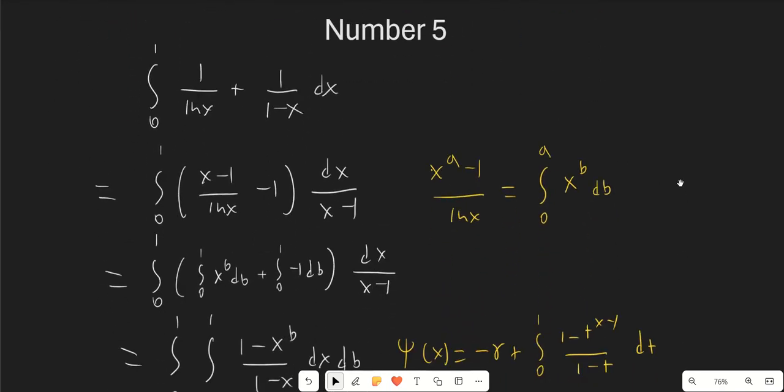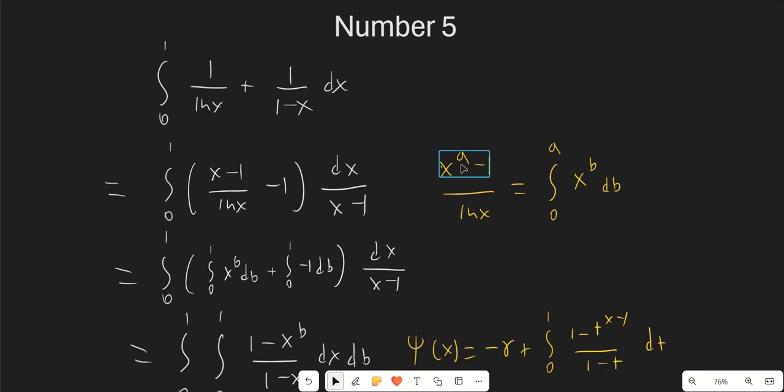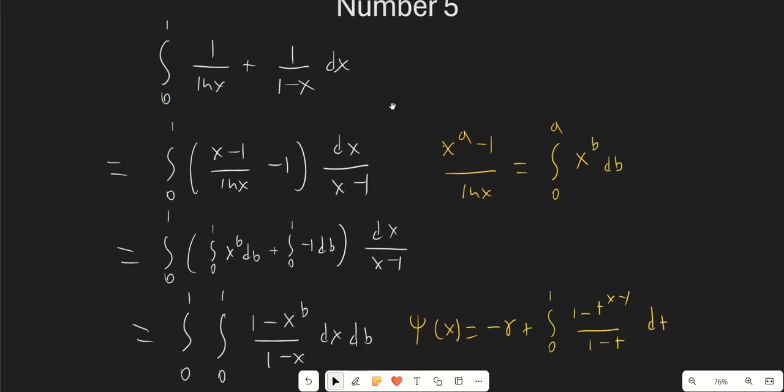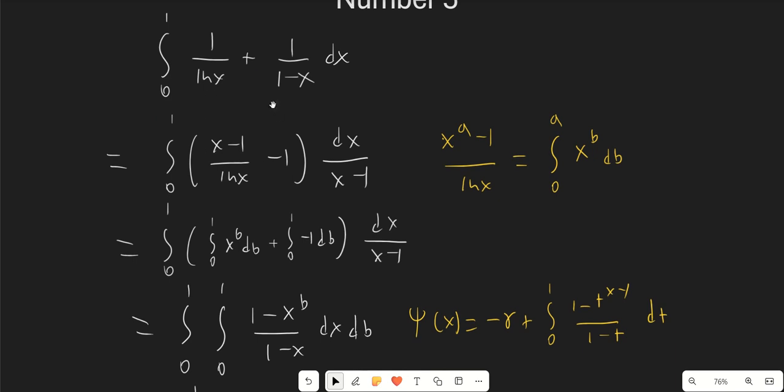Here's another really fun one. This one I've actually done in a previous video, since it was a Putnam integral a long time ago. So we have the integral from 0 to 1 of 1 over natural log of x plus 1 over 1 minus x. And what we're going to do is multiply and divide by x minus 1 on the inside and outside here.